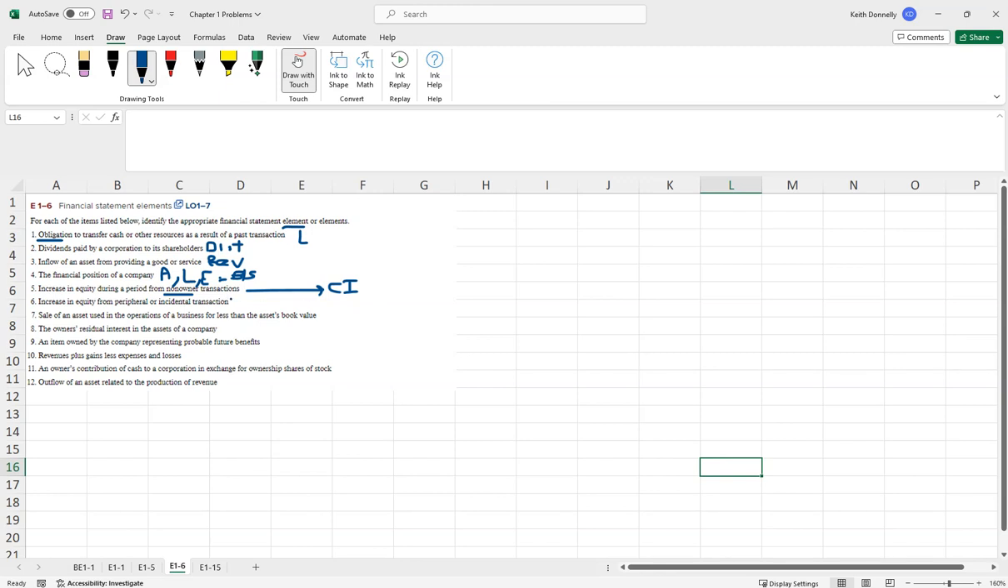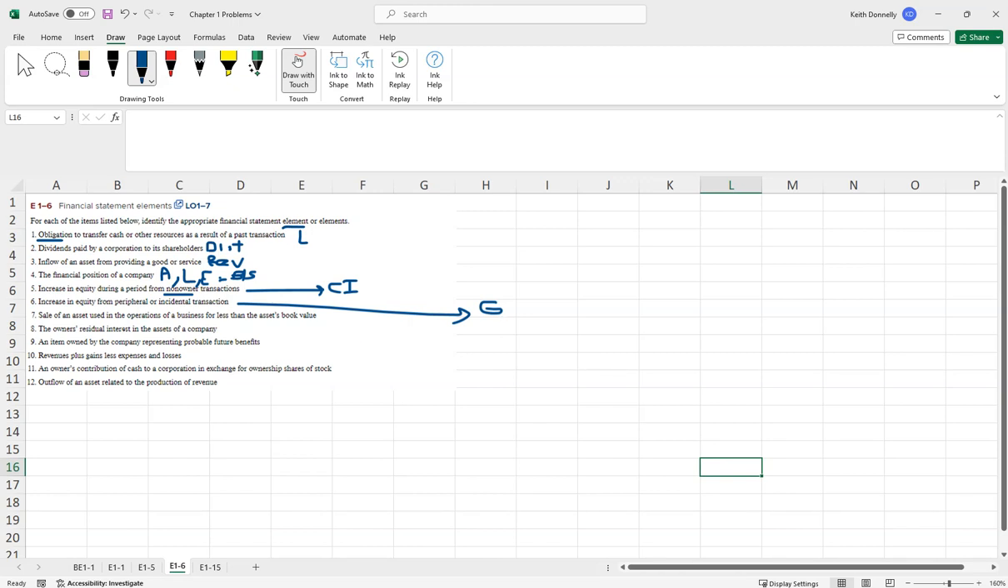6 here looks like increases in equity from peripheral transactions, right? Well, this is going to be gains, right? So a gain is separate from a revenue. A revenue is really the fundamental reason you're a business, right? Hey, we're a cookie company, we sell cookies. A gain is from more of a secondary transaction, right? Hey, maybe we're a cookie company, we get GameStop stock and we make $100, right? Well, that's not really revenue, that's more like a gain. That's a secondary transaction.